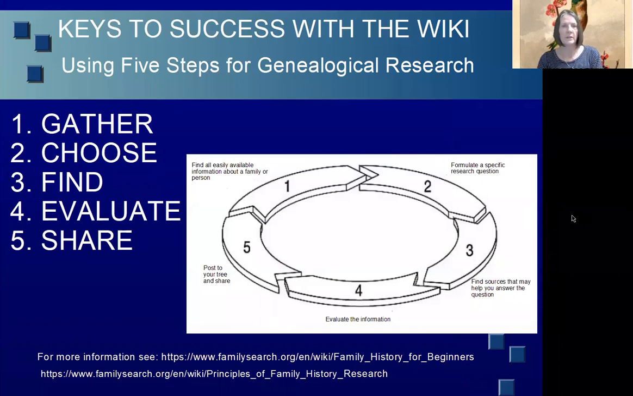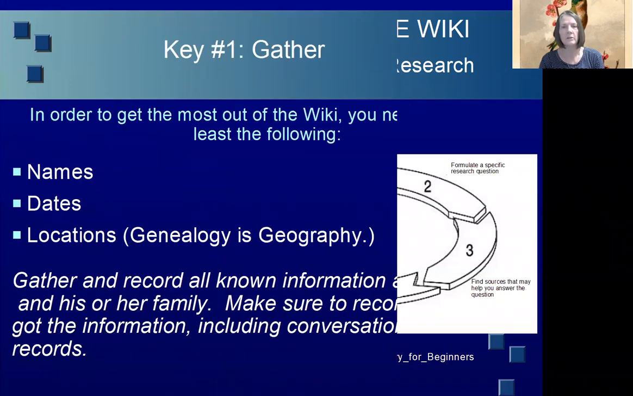So our topic today is keys to success. These are the 5 keys that I'm going to talk about. These are kind of 5 steps that most people agree are general keys to being able to do genealogical research successfully. The first is gather, the second is choose, the third is find, the fourth is evaluate, and the fifth is share. For more information, you can look it up on the wiki under Family History for Beginners.